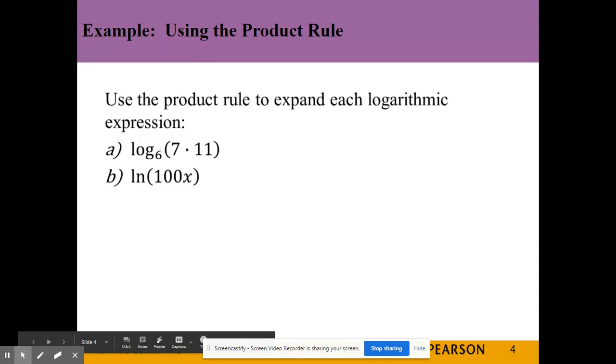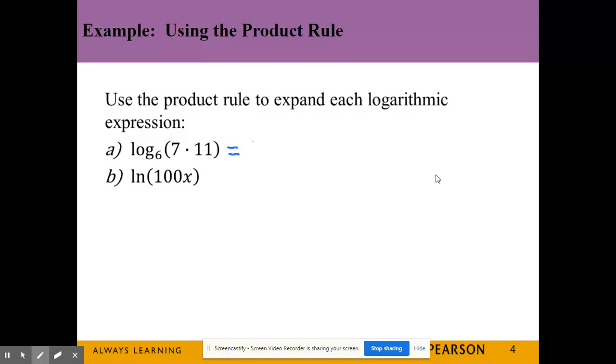Use the product rule to expand each logarithmic expression. It probably seems a little simpler than those examples that were on the last page. I'm going to do the first one, then I'm going to pause and let you try part B. So log base 6 of 7 times 11 is simply equal to log base 6 of 7. Remember, multiplication on the inside is linked by addition on the outside. So then plus log base 6 of 11. That's it. You break it apart.